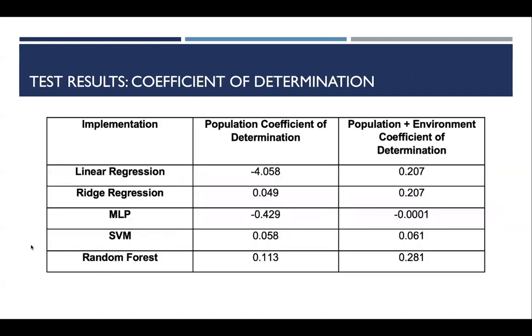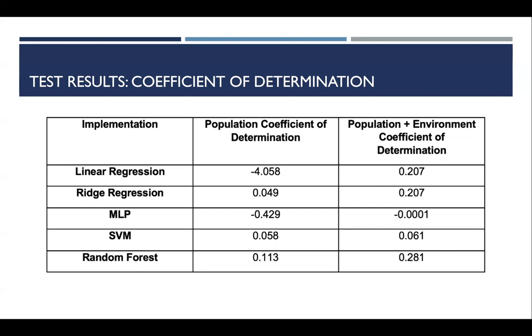When we go on and take these trained models along with the trained models of linear regression and ridge regression, we can compare the final population versus population and environment coefficient of determination for each implementation when we run our models with our test set. First, looking at our models just trained with population data, you can see again that the coefficients are relatively low. Random forest is the highest with 0.113, but models like MLP and linear regression are quite low in comparison.